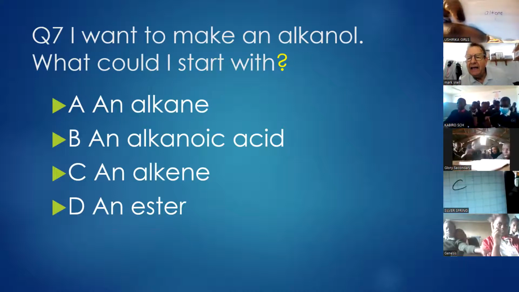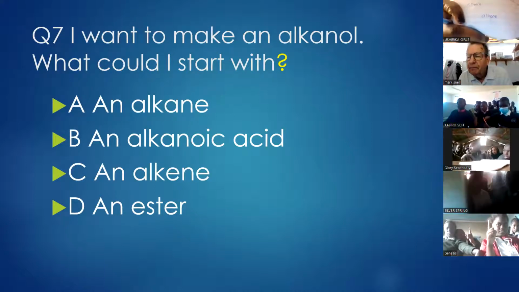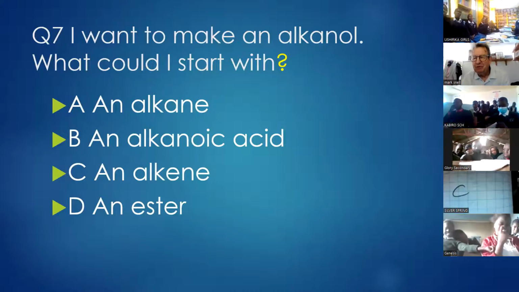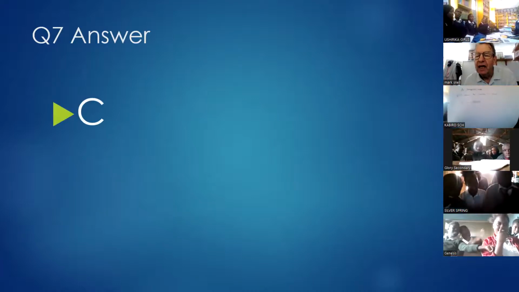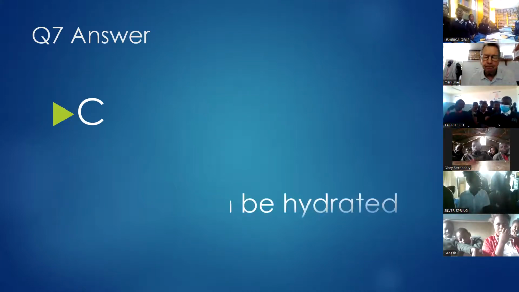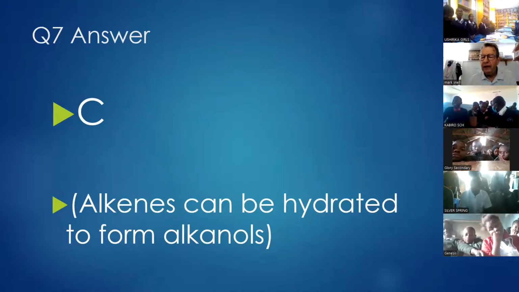Silver Spring say A, Ushirika say possibly C. Genesis are saying C. Well, they're saying 1, which is A, I guess. I presume so anyway. The answer for making an alkanol is I have to start with an alkene. An alkene can be hydrated. I'm sorry, Kabira, you got it right. Well done. I didn't see it before, but you got it right, so it doesn't matter. So the answer is C. Alkenes are hydrated to form alkanols. Okay.